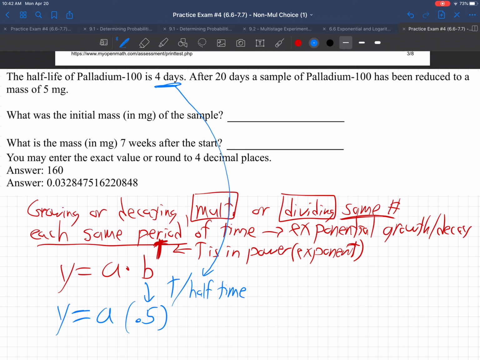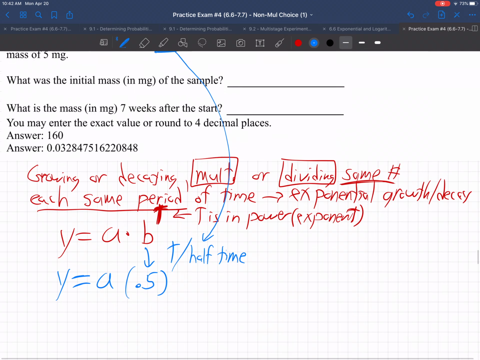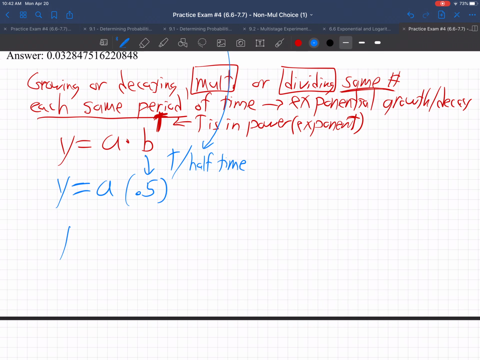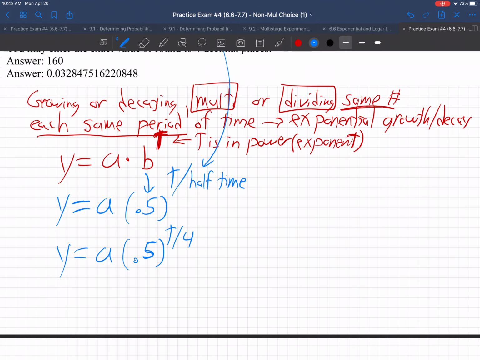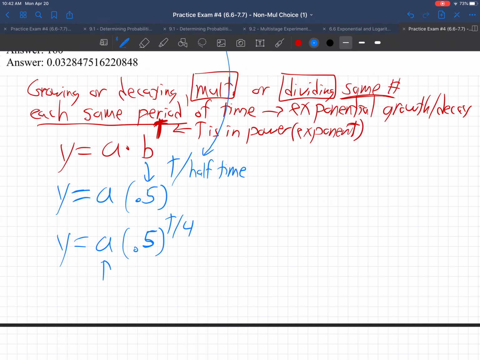And whenever we use this form, so let's do that. A times 0.5 to the t divided by 4, right? For 4 days, yeah, was the half-life. So there we go. There it works. You can see how, and A is the starting amount.